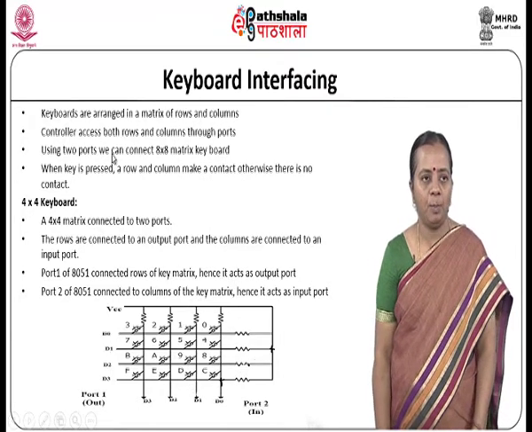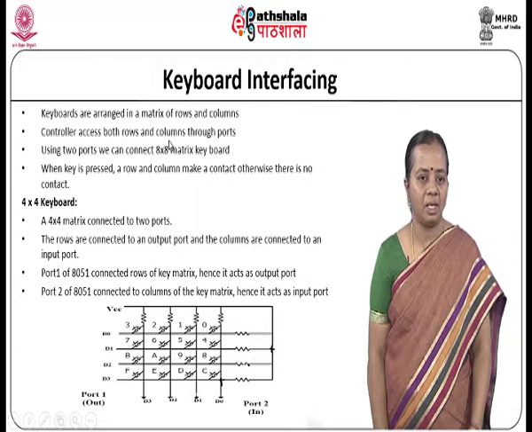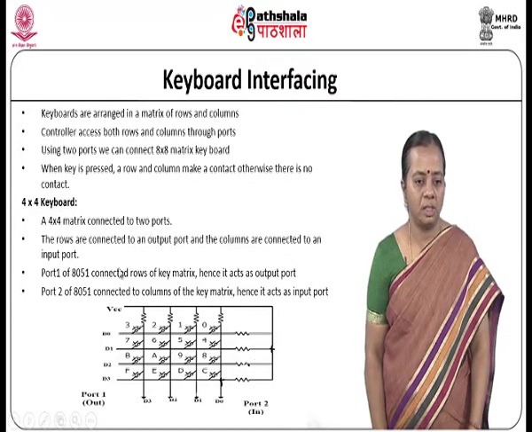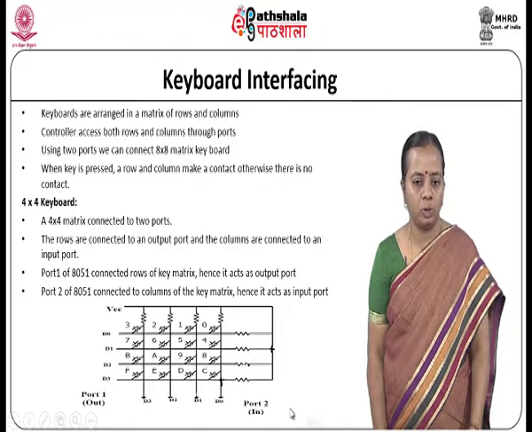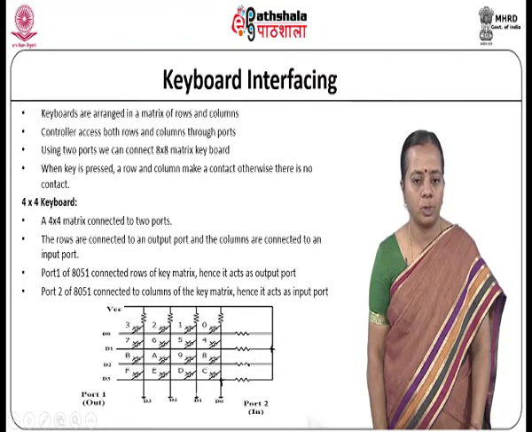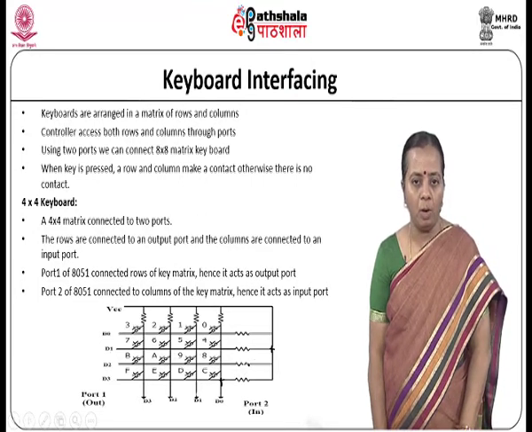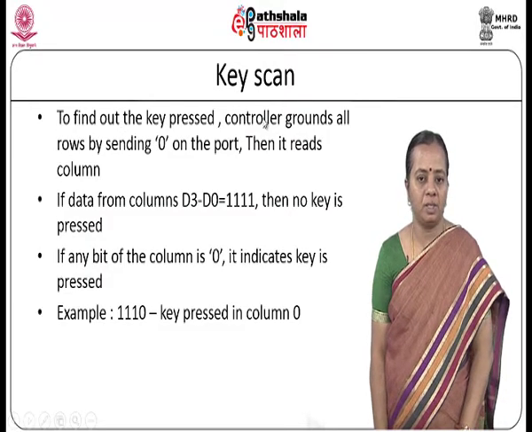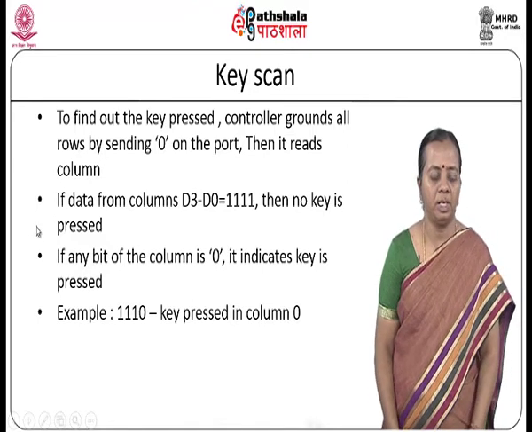Here, the keys are arranged in a matrix of rows and columns, and the controller accesses both rows and columns through the ports. The rows are connected to port 1 and the columns are connected to port 2, so that I can access the rows and columns through port 1 and port 2. If this is the structure, we need to know how to find out which key is pressed. To find out the key press, the controller grounds all the rows by sending 0 on the port. Then it reads the columns.